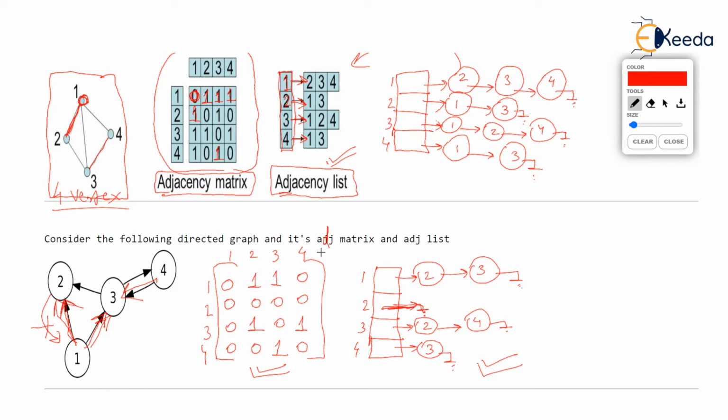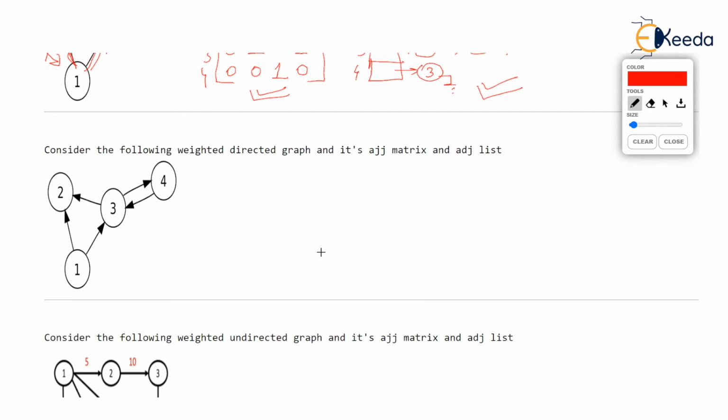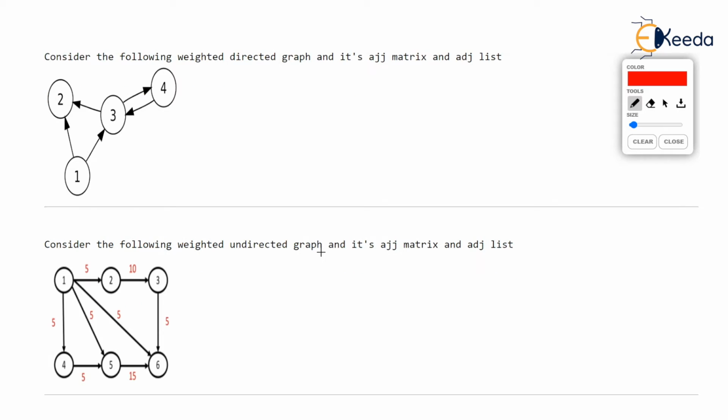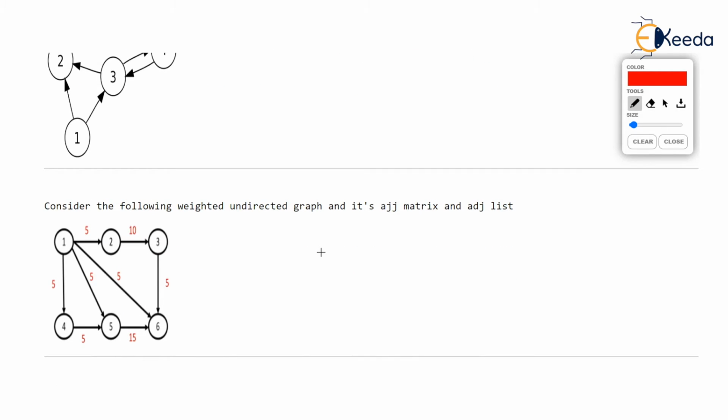Let's see this graph. Now, I think this is the same graph shown by mistake. Let's see this one. Now, this graph, first of all, is a directed graph. You can see that every edge has a direction. So this is a digraph. In short, a directed graph is also known as a digraph.